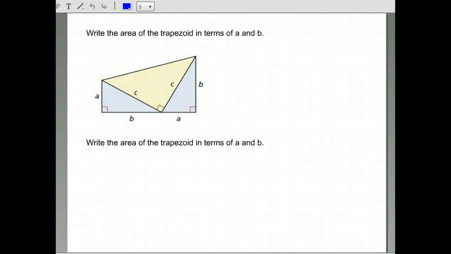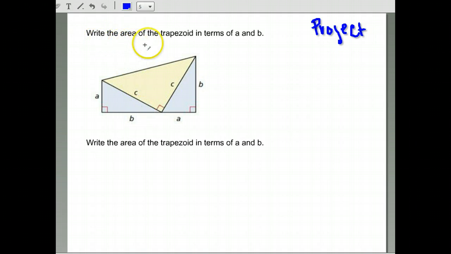Alright, this is going through the project portion. Okay, this is a proof about the areas, about the Pythagorean theorem that was discovered by one of our former presidents of the United States. Okay, and so here's what he did in order to prove that a squared plus b squared equals c squared.